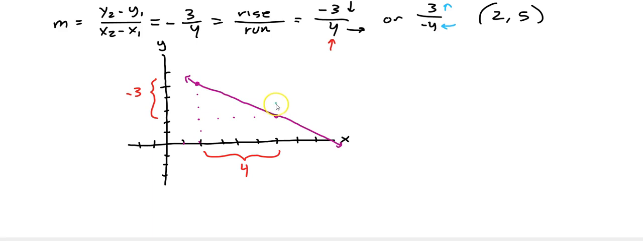Let's go up 3. 1, 2, 3. And then let's go run the opposite way. 1, 2, 3, 4. We end up in the same spot. Whereas here, we have a positive 3. And here, we have a negative 4. So you can see it works either way.